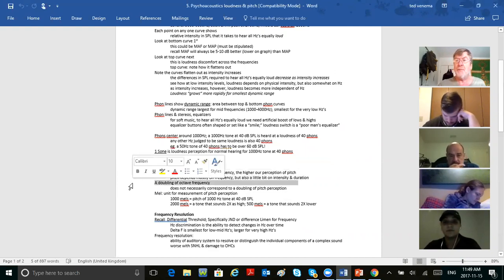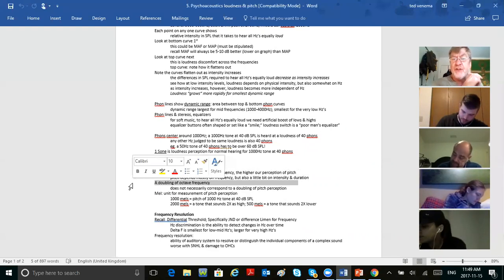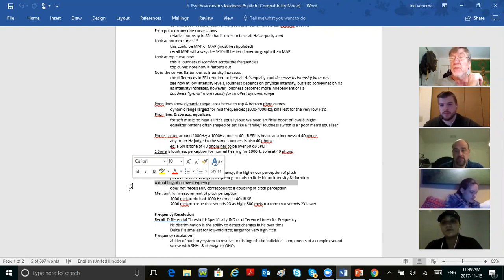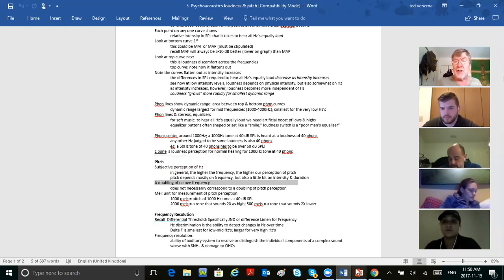Put it this way, and put a star by this one. A doubling of octave frequency does not necessarily correspond to a doubling of pitch perception. Just because I go from 1,000 hertz to 2,000 hertz, did your pitch perception double? Not really, it went up. If I play a 2,000 hertz tone, it's going to sound higher in pitch than a 1,000 hertz tone. But will it sound exactly twice as high? Not necessarily. So let's look at a picture here in your notes.